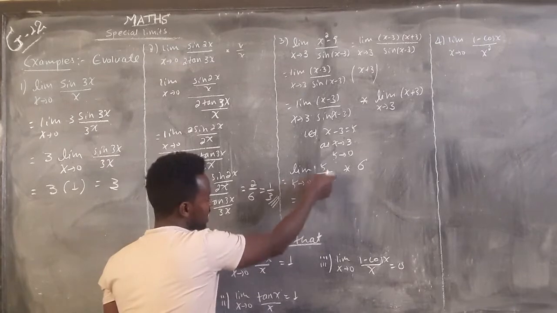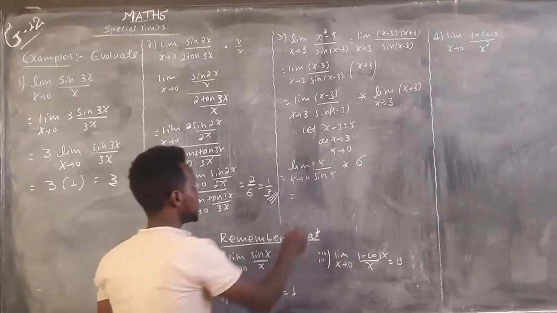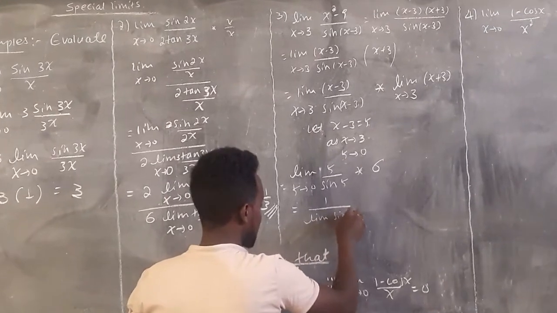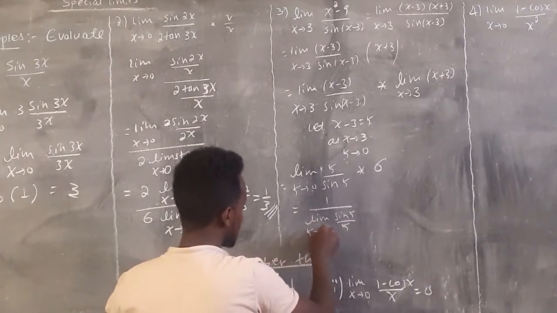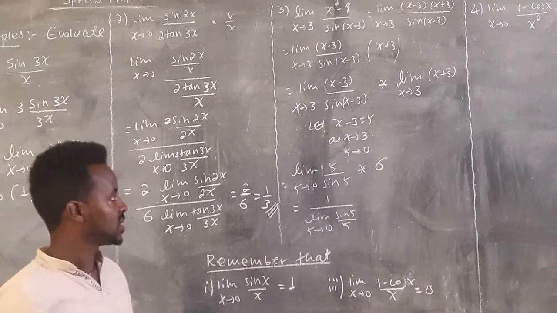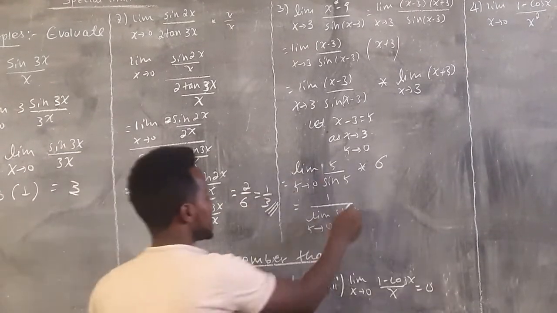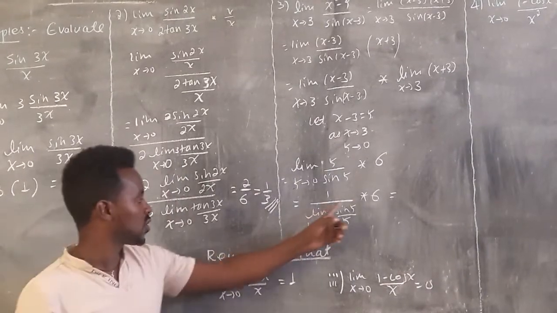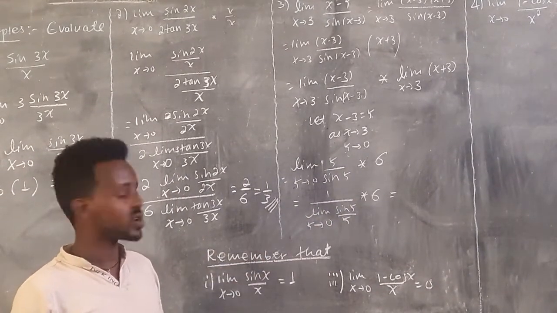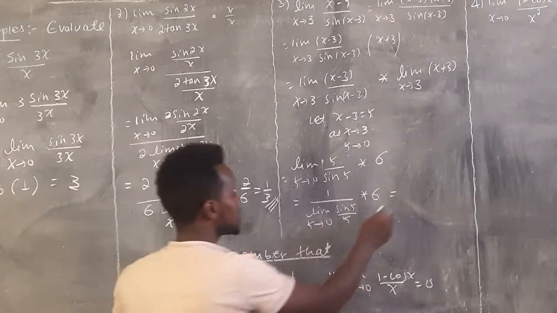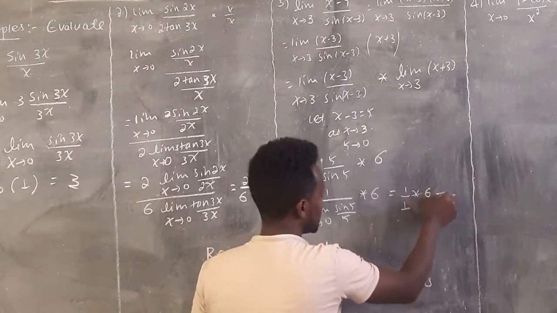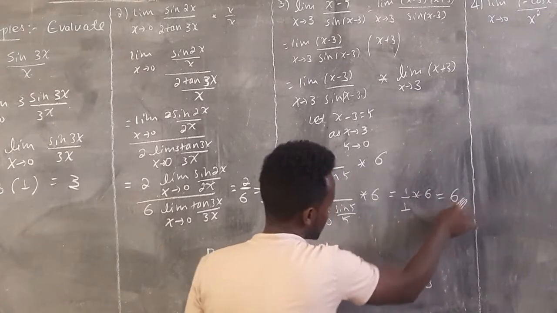Then the reciprocal of y over sine y is 1 over limit of sine y over y as y approaches 0, times 6. We already proved that limit of sine y over y as y approaches 0 is 1. So that is 1 over 1, which is 1, times 6, which is 6.